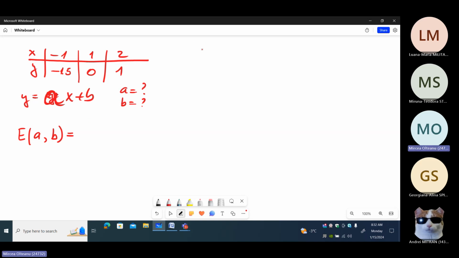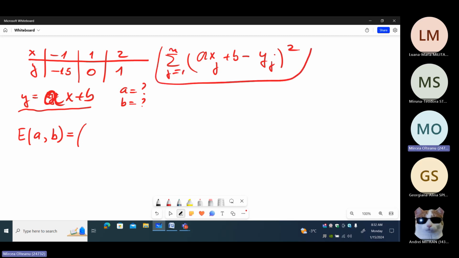The idea is to consider the Euclidean distance between the point of coordinates given by the table and the theoretical value that we are looking for. So that is (axj plus b minus yj) squared, the sum of these squares. This is in general.